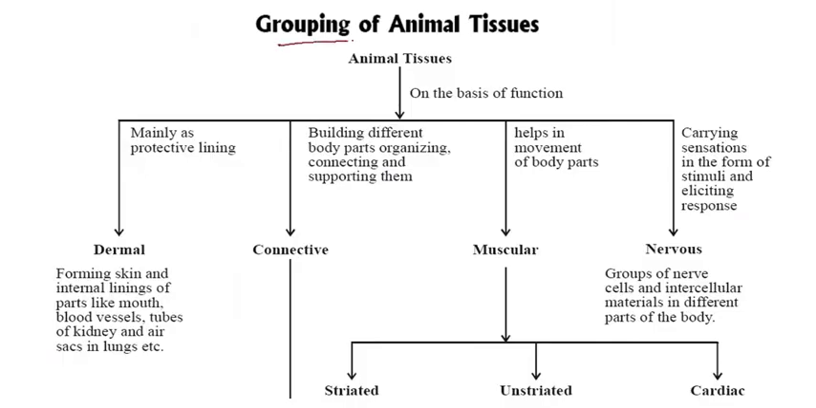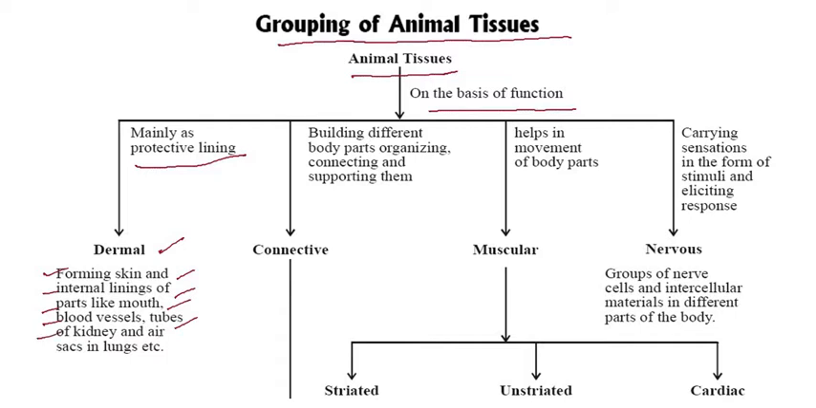Now come to the grouping of animal tissue. Animal tissue on the basis of function: first, mainly protective lining. It is the dermal, forming skin and the internal lining of parts like the mouth, blood vessels, tubes of the kidney and air sacs in the lungs. Now building different body parts, organizing, connecting and supporting them, it is the connective tissue.